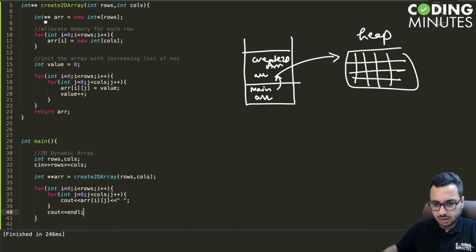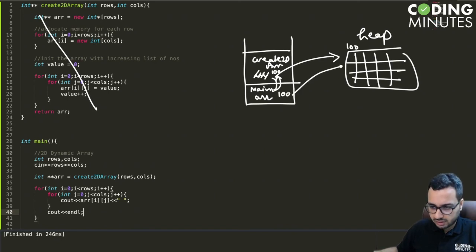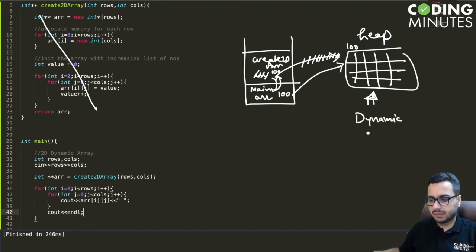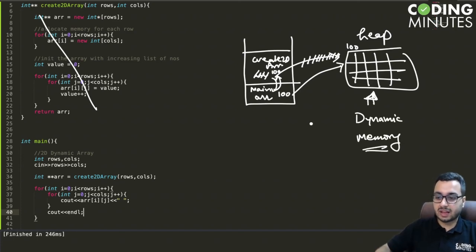Once this function call is over, this arr is gone, but let's say this address was 100, which was stored in arr, and this 100 was returned to the main. So now main is able to point to this memory, and this connection is gone. Okay, and we are able to print the elements of this memory from the main, and we are able to do it because it is a dynamic memory. Okay. So I hope now the concepts of dynamic memory allocation are crystal clear to you.